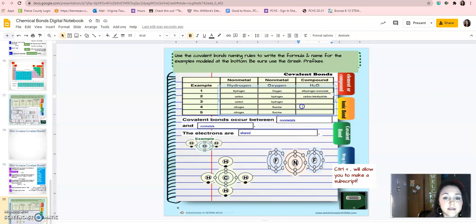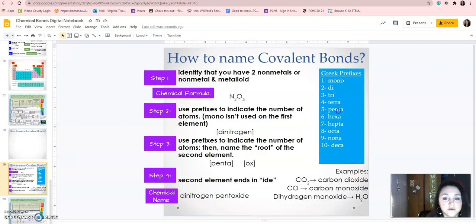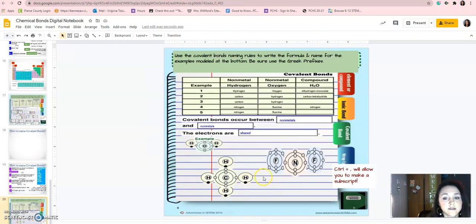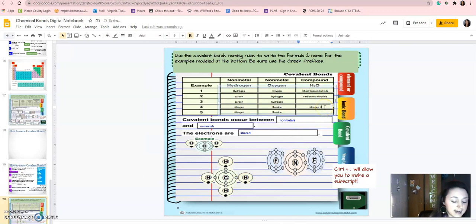Okay, I'm going to skip down to nitrogen and fluorine. You have one nitrogen in the middle, two fluorines on the outside. So we are going to have one nitrogen. Remember, I can't put mono in the first spot, so I'm just going to do nitrogen. And then I have two fluorines. My prefix for two is di. So I'm going to do nitrogen difluoride. Okay, so that is how you name covalent bonds.